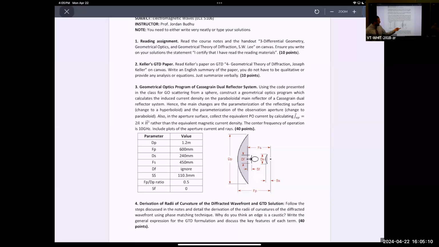But the primary reflector's diameter is dp. The primary reflector's focus is fp. This table gives you all the parameters in this figure. F over d is 0.5, so the diameter is twice the focal length for the primary. The focal length of the secondary reflector, the distance between its two foci, is 450 millimeter, and the diameter of the secondary reflector is 240 millimeter.